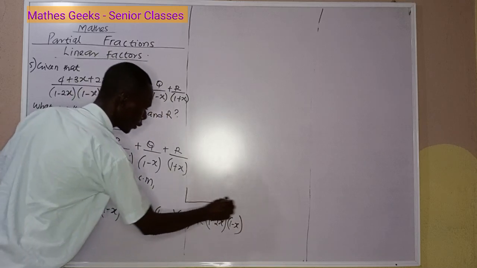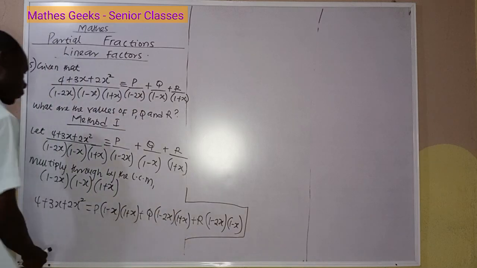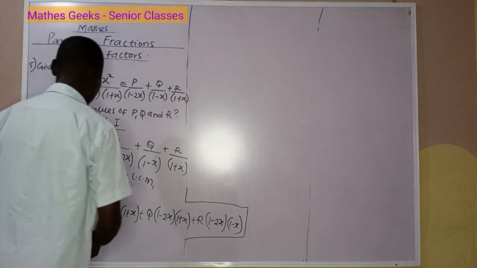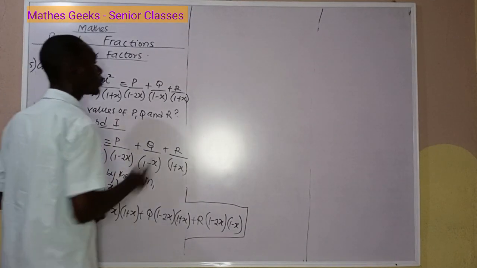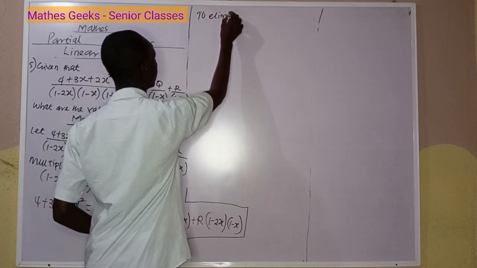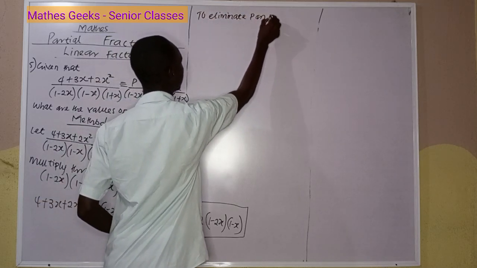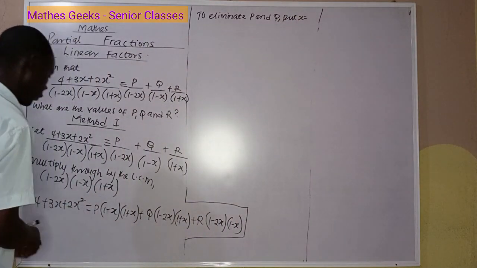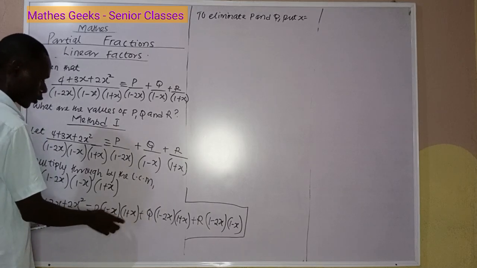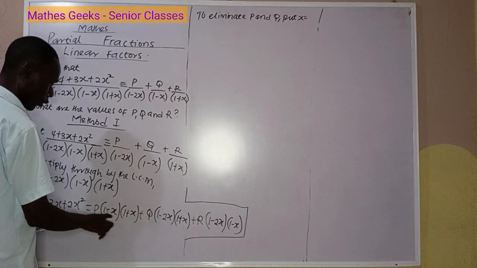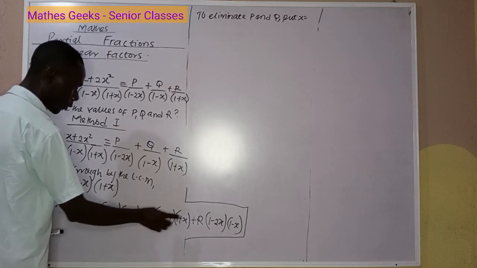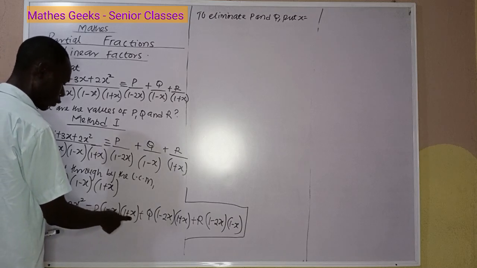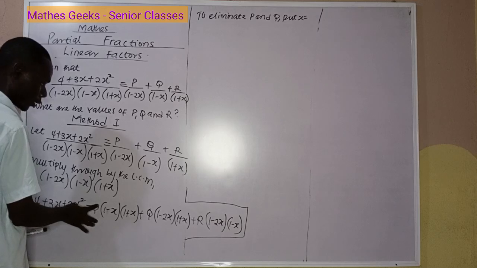Okay, so the next thing we're going to do is eliminate p and q. To eliminate p and q, I want to look out for a common factor. What I mean is this: p and q both have 1 + x. So if I make x equal to −1, it will automatically make this part 0 and this part 0.